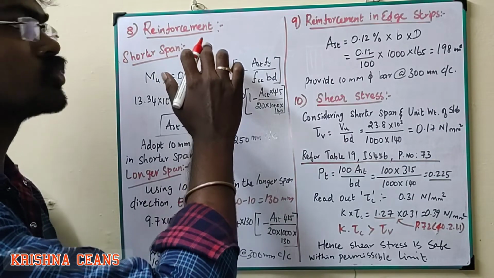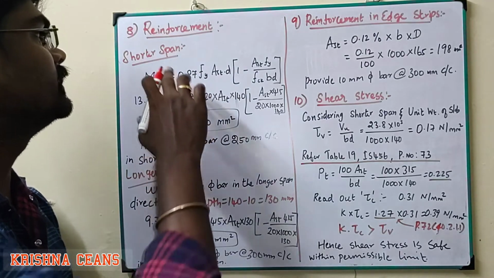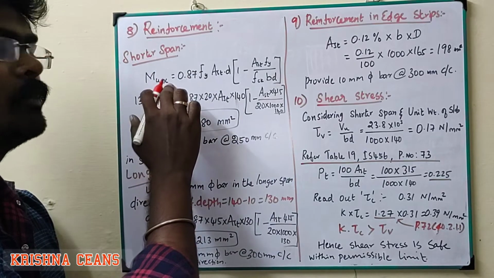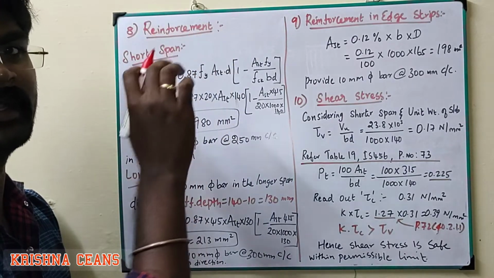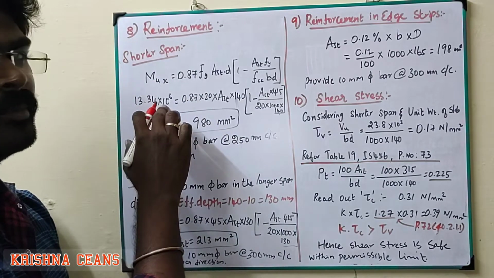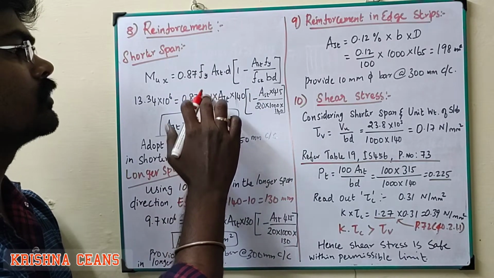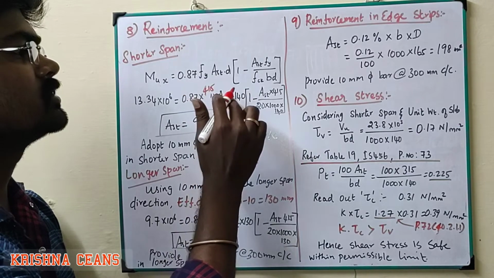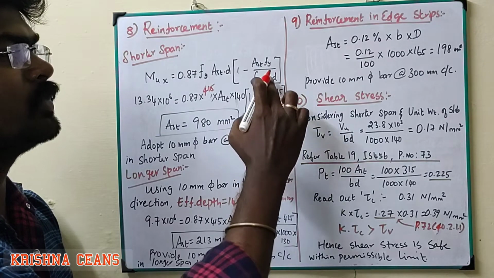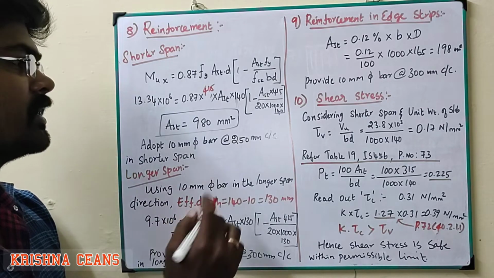Step number 8, reinforcement. We have two sets of moment, so we have to calculate for the shorter span as well as the longer span. For the shorter span, we apply the moment along the x direction, that is 13.24 into 10 to the power of 6. Then apply the formula 0.87 into fy, which is 415, into Ast into effective depth 140, times 1 minus Ast into 415 by fck 20, b is 1000, d is 140. We got 980 mm square.